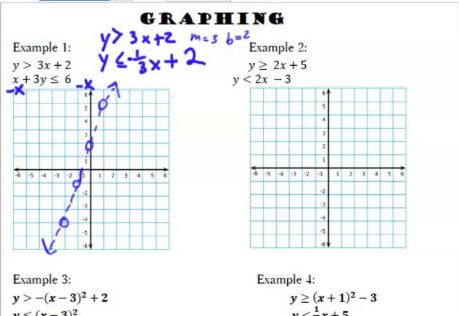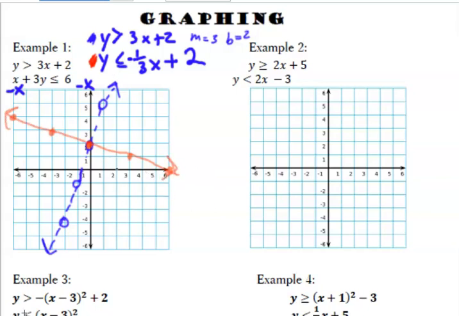And then we could plot the other one. So we have our starting point 2 again. And there would be up 1, left 3, and so on. Start back at the starting point again. B, down 1, right 3. Down 1, right 3. And then we have filled in points here because it has a line underneath the less than symbol.